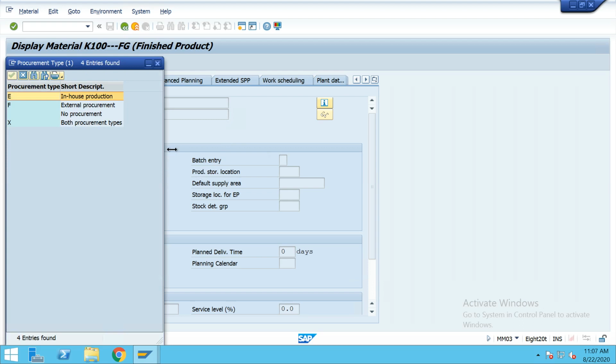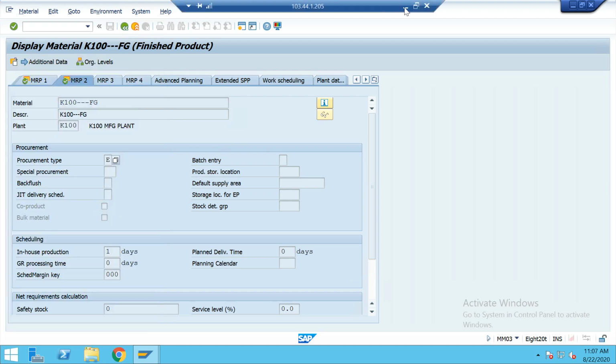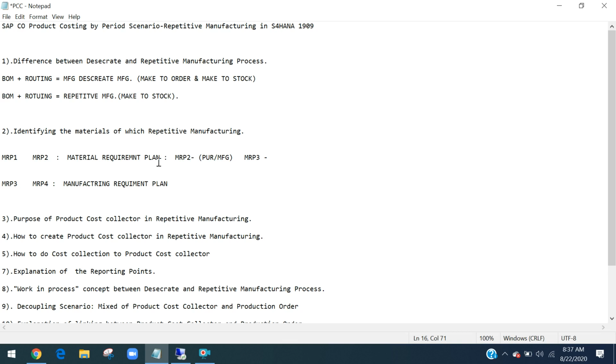But okay, no problem, but no use. When you put in-house production, manufacturing, again the system is going to search. If it is a manufacturing, the system is going to search for these two concepts. What is it? Make to order, make to stock. First question: if we put manufacturing in MRP2, the system identifies MRP2 manufacturing, then the system is going to search whether it is make to order or make to stock.